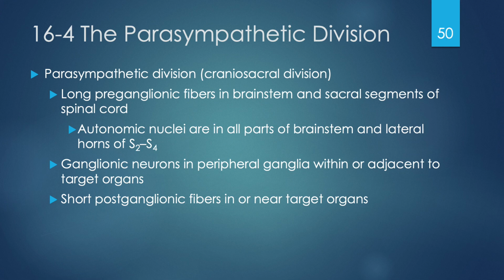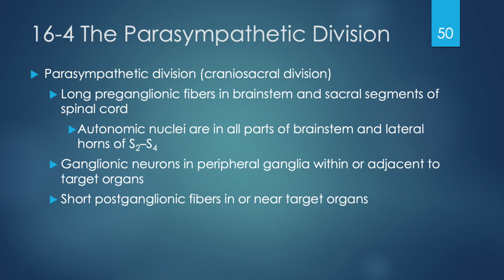In the parasympathetic division, we have long preganglionic fibers that are in the brainstem and in the sacral segments of the spinal cord, but then we have short postganglionic fibers in or near target organs. This is similar to the layout we had when we discussed the sympathetic division's tract going to the adrenal medulla. In that case, we also had long preganglionic fibers and short postganglionic fibers because the synapsing that occurs in the adrenal medulla doesn't have to go very far. The parasympathetic division is laid out similarly.